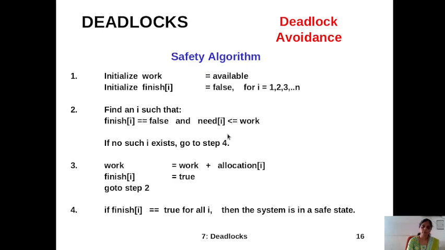If there is no such i existing, then we can allocate or grant that request by work plus allocation. The new work matrix will be: you allocate the requested resources to the available resources. So the available should be less now, the finish flag is set equal to true, and we continue this for all the processes.